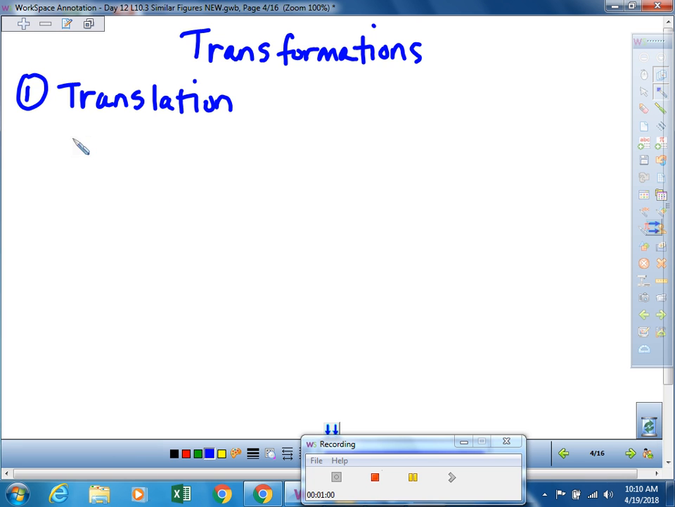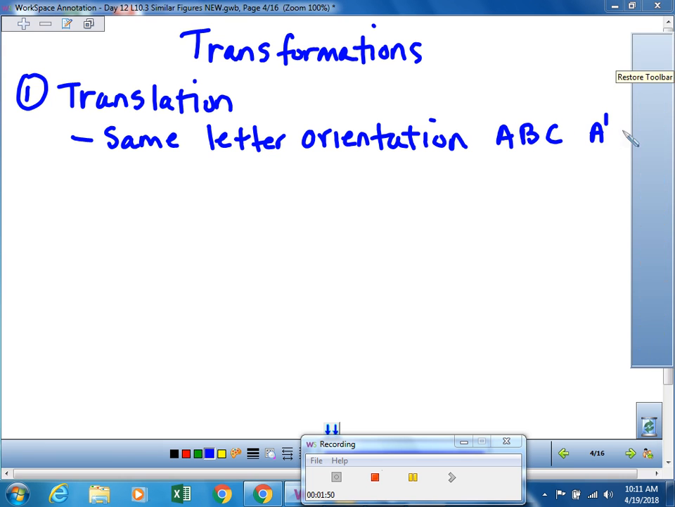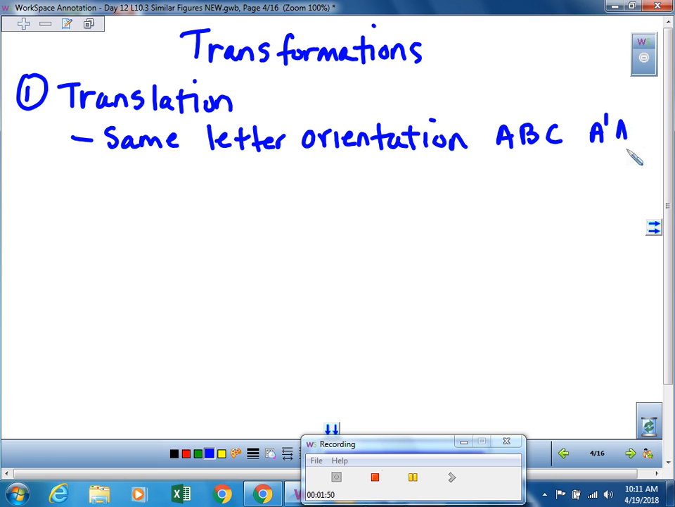Okay, a translation has the same letter orientation. Guys, I go over this fast, so keep writing. Let's go. Same letter orientation. If you have A, B, C, then your new image will be in the same order. A prime, B prime, C prime. Same physical orientation.